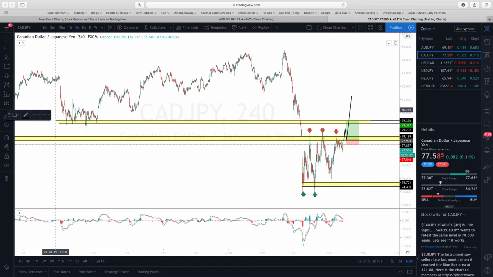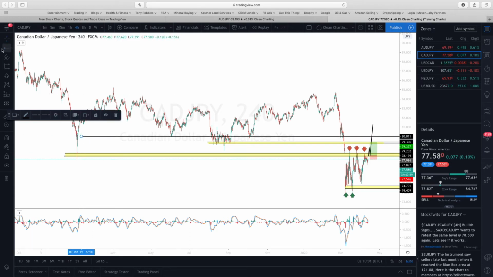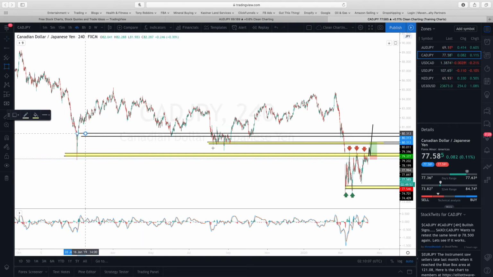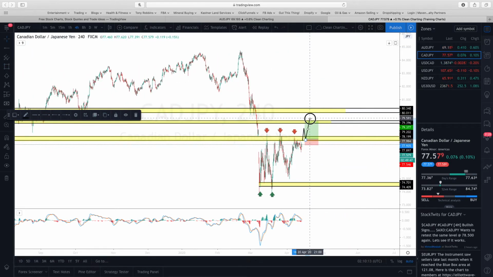But also, a zone that has a few more touch points that I'm seeing, and may possibly be a better, stronger zone, is right here. And so if we have enough patience, we can mark this zone up and possibly look for price to come up here, break, retest the zone, and then move higher.